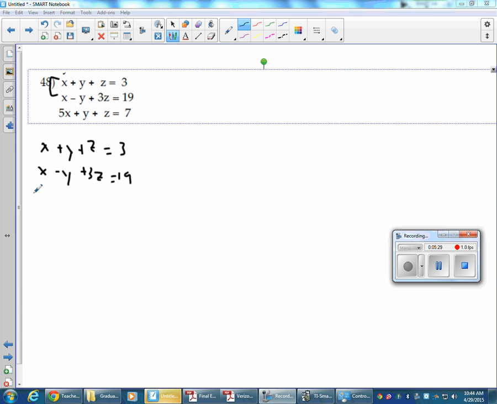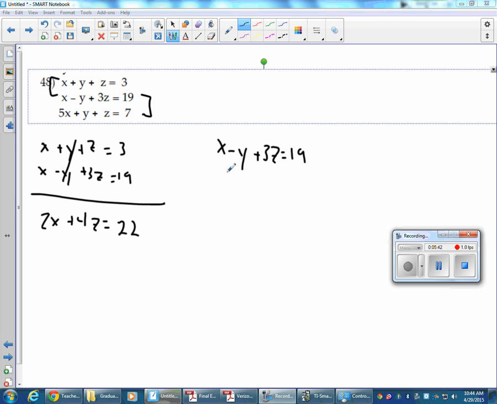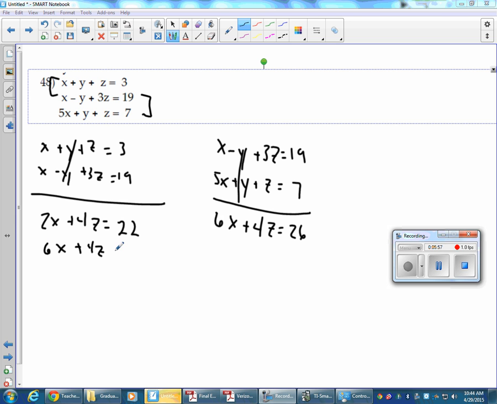So adding these first two lines together, the y's cancel, and I get 2x plus 4z equals 22. And if you add the last two together, x minus y plus 3z equals 19, and 5x plus y plus z equals 7, the y's cancel, and I get 6x plus 4z equals 26. So line those up, and now I have two systems with two unknowns. I just brought that one over here.